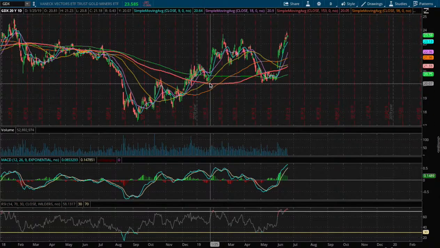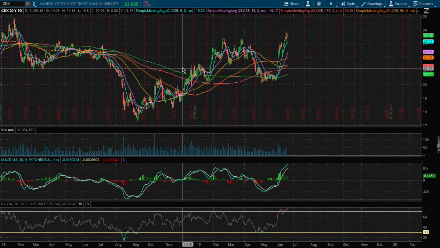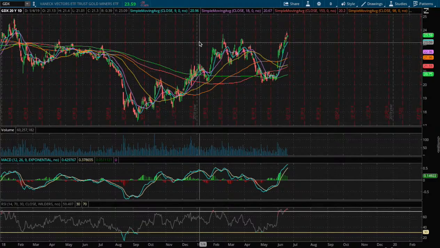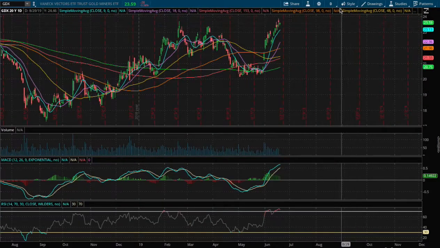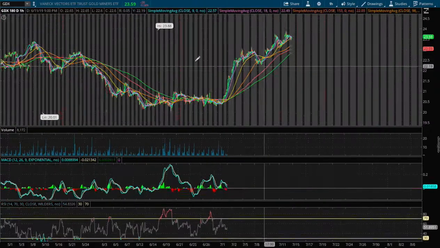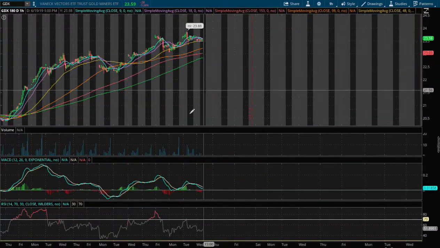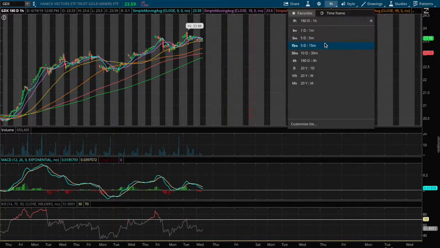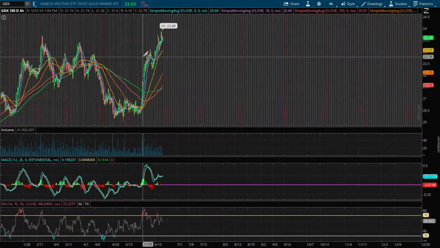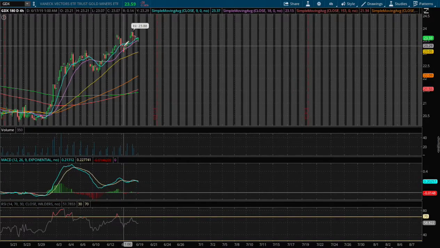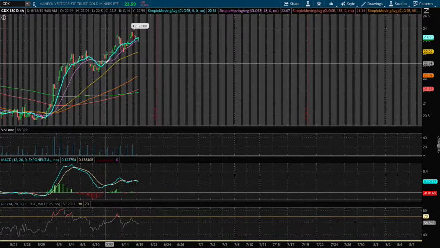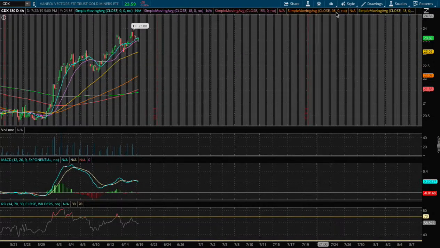Hello viewers, in this video I'll be going over gold miners ETF, ticker symbol GDX. We are down about 34 basis points, and on the 1 hour chart we are looking to see the MACD turning negative. On the 4 hour chart I do see we are on support on the 9 and 18 moving averages, but I do believe we may test the 50 moving average soon.